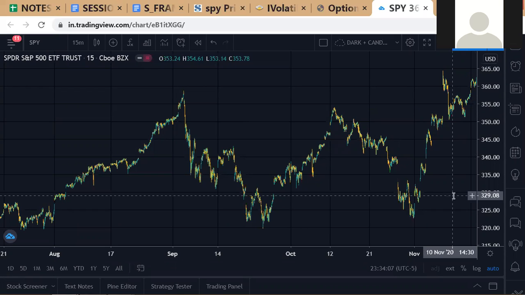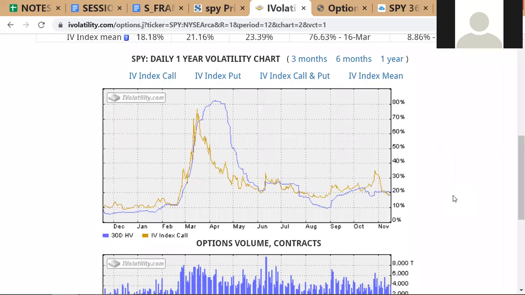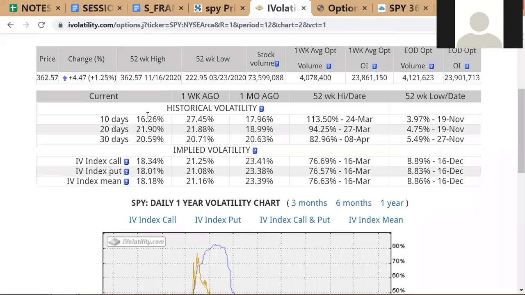So you can see here that there are HVol and IVol measures for various periods: 10 days, 20 days, 30 days. The numbers are different. These are the current numbers. These are one week ago numbers. These are one month ago numbers. And these are the 52-week high and low for these particular historical vol numbers.